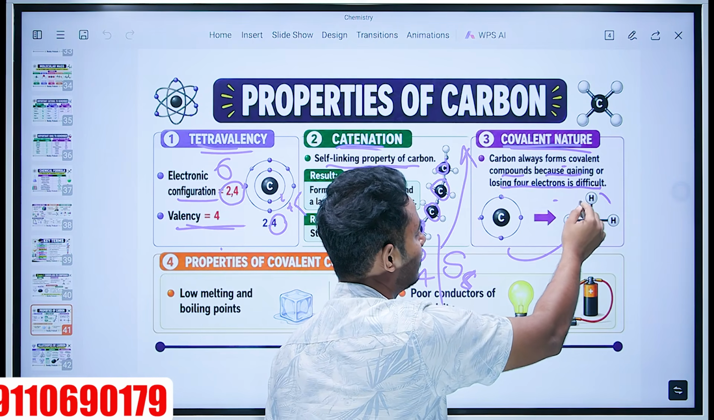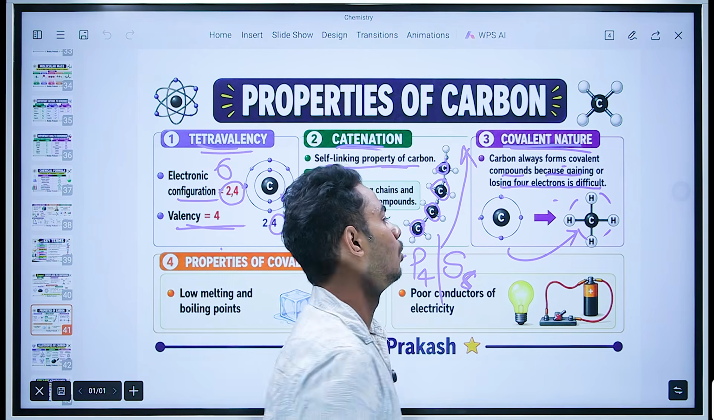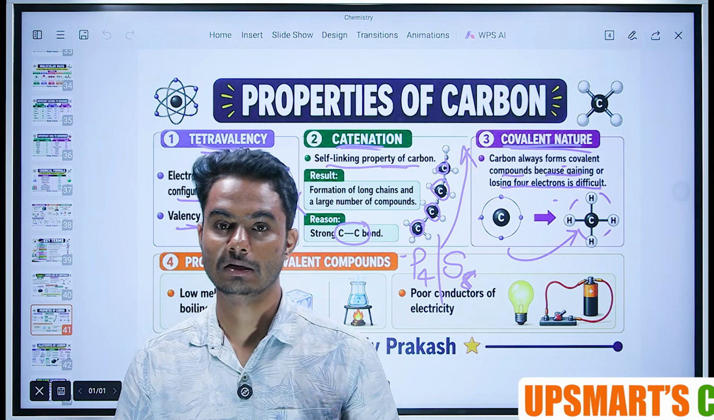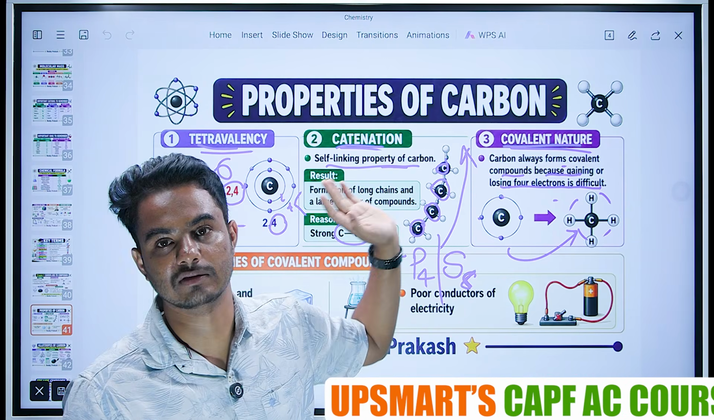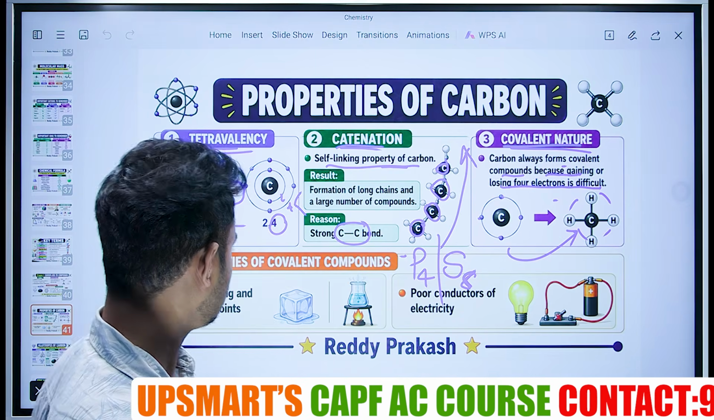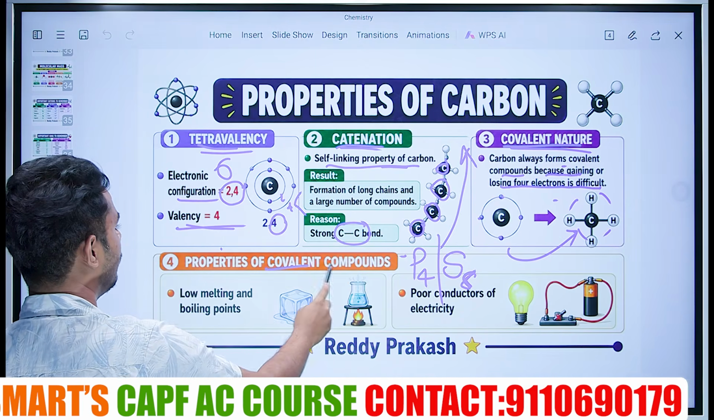See, now it does make love with H. Only then it will react. Until then, it will have its valency as it is. Okay. Next, properties of covalent compounds.